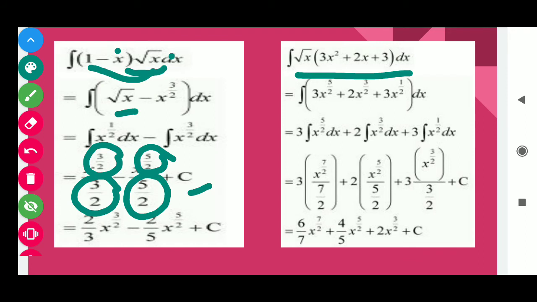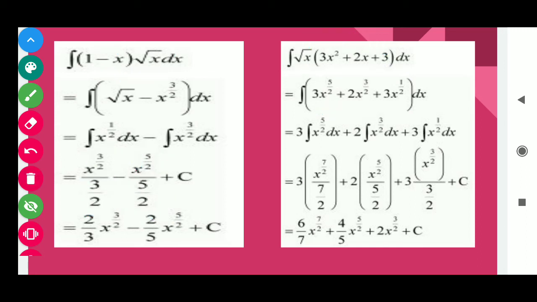Again we multiply root x with all the terms. In this way we get 3x raised to power 5 by 2, base same, powers add, and plus 2x raised to power 3 by 2 plus 3x raised to power 1 by 2. Now students, do its integration, and by doing integration you have to just simple add 1 in the power. 5 by 2 plus 1 we get 7 by 2, and write down the power in the denominator.